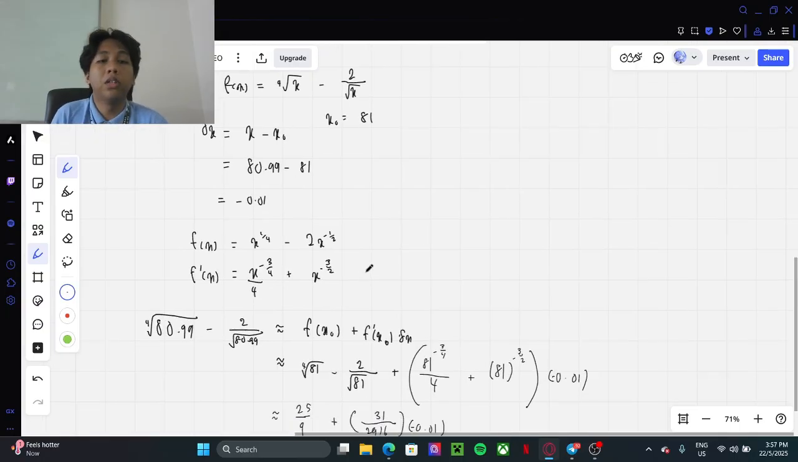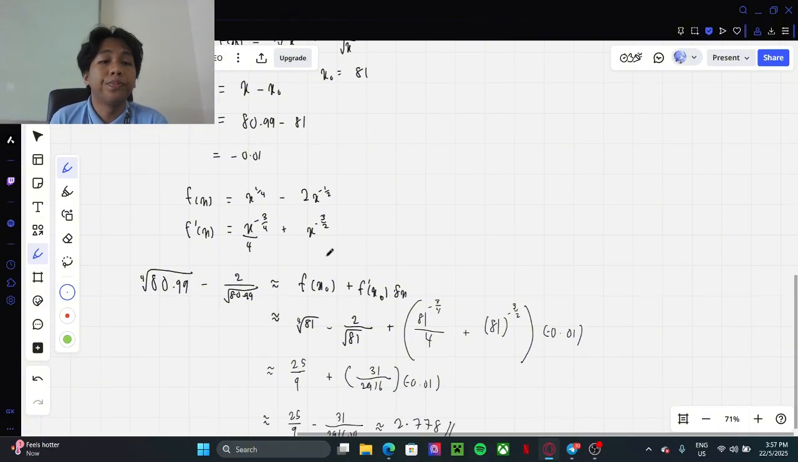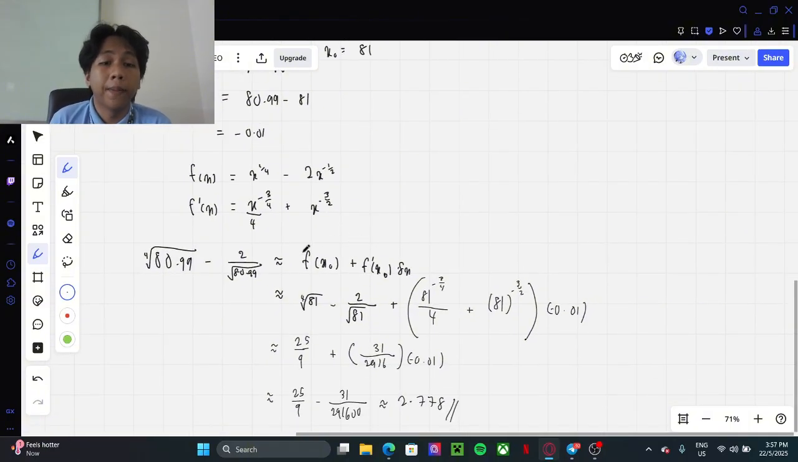So now we have to find the derivative of f of x. So now the derivative of f of x is equal to x to the power of negative 3 over 4, all over 4, plus x to the power of negative 3 over 2. So now the formula is given by f of x naught plus f prime of x naught times delta x.